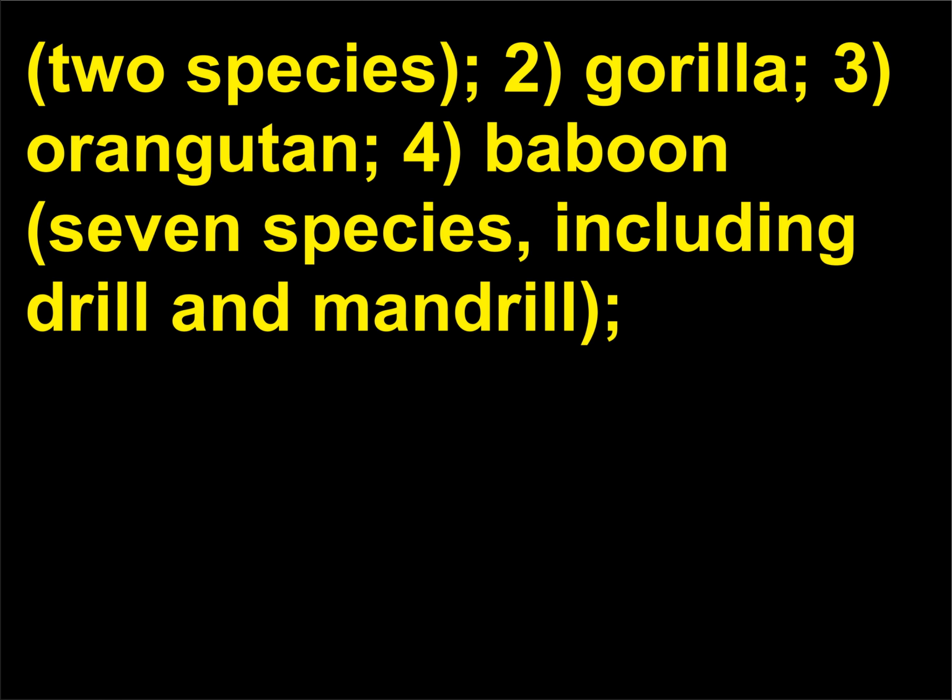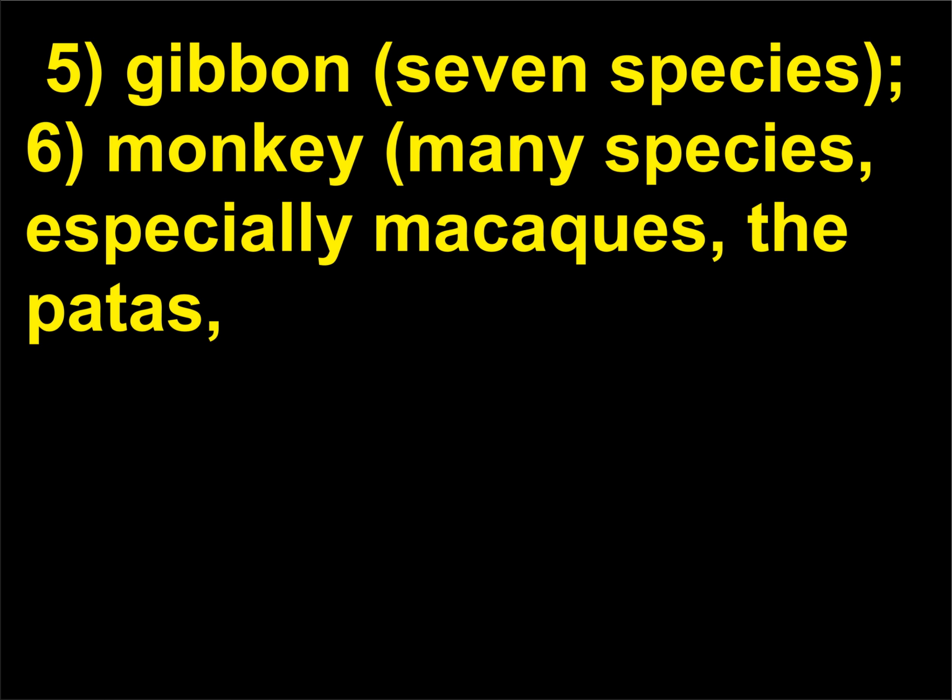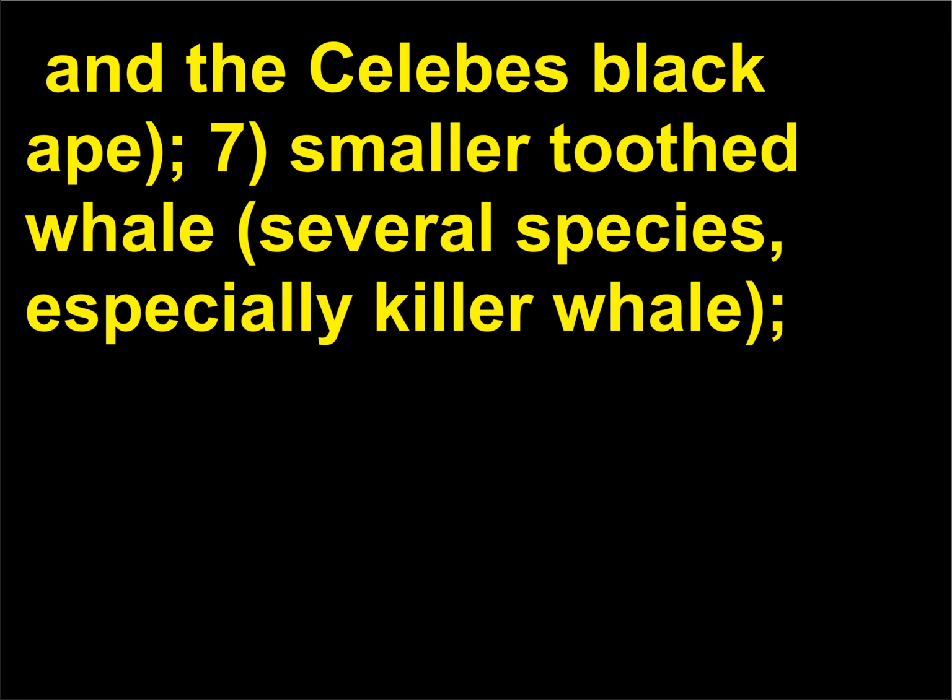2 species, 2. Gorilla, 3. Orangutan, 4. Baboon, 7 species including drill and mandrill. 5. Gibbon, 7 species, 6. Monkey, many species, especially macaques, the patas, and the celebes black ape, 7.